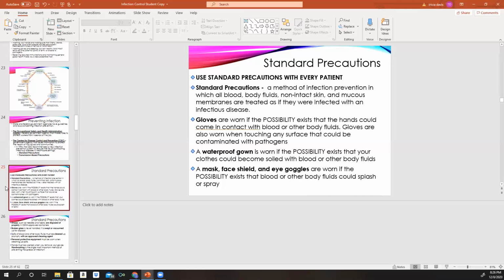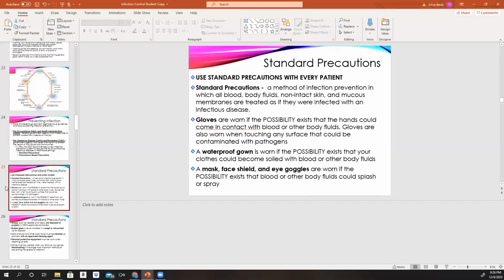So we're going to wear gloves. Gloves are worn if the possibility exists that your hands could come in contact with blood or other body fluids. Gloves are also worn when touching any surface that could be contaminated with pathogens. And then you can wear a waterproof gown, and we wear this if the possibility exists that your clothes could become soiled with blood or other body fluids. And then you can wear a mask, a face shield, and eye goggles, and you wear them if the possibility exists that blood or other body fluids could splash or spray.